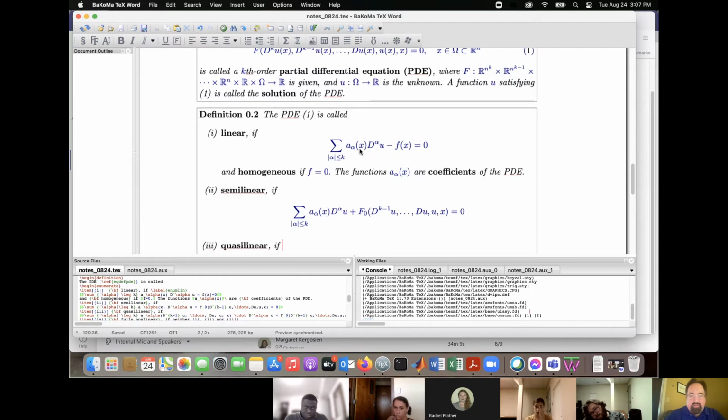I need to explain something else about this notation.